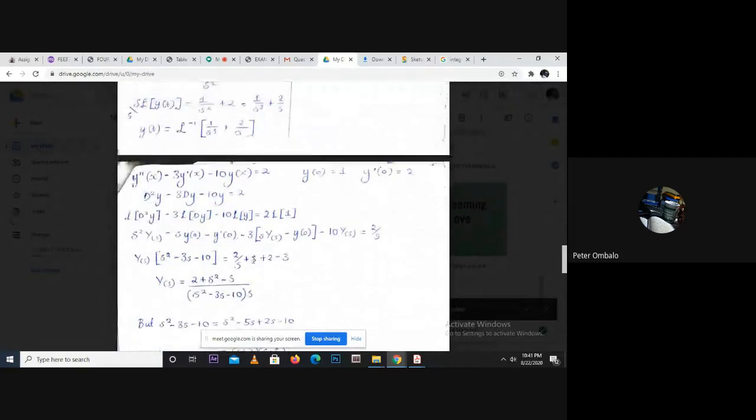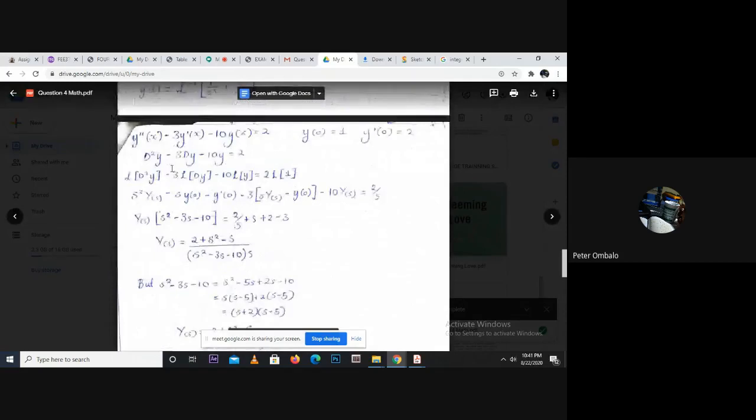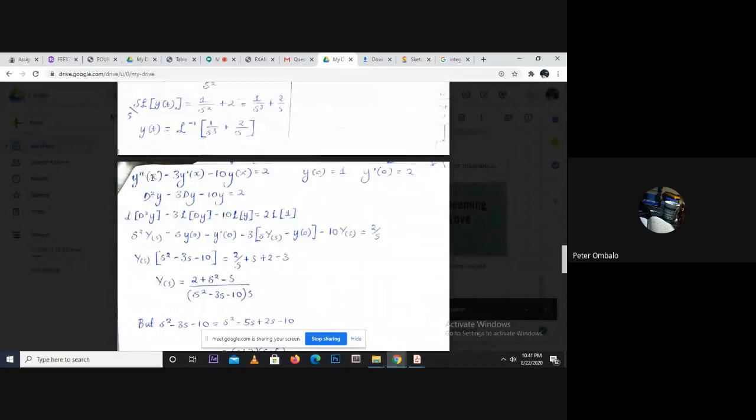So now we can move on to our question. This is what it looked like. We have been given initial values: y at 0 is 1, y prime at 0 is 2. We can represent it this way, where d squared y is the second derivative of y, minus 3 times the first derivative of y, minus 10y, is equal to 2.